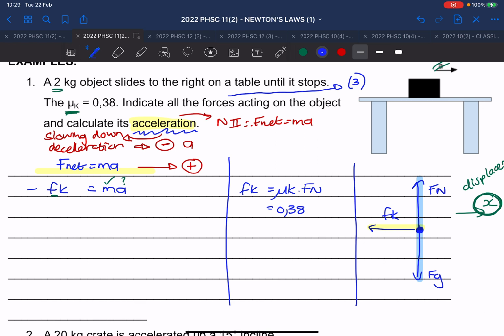Oh, and now I need the normal force. They didn't give me the normal force, but I did draw it in my diagram. The normal force was blue. Is there another blue force that can help me determine Fn? Yes. So, inside my info table, I have another info table. I'm going to look at my blue forces.